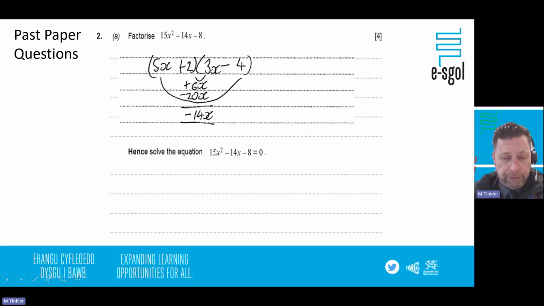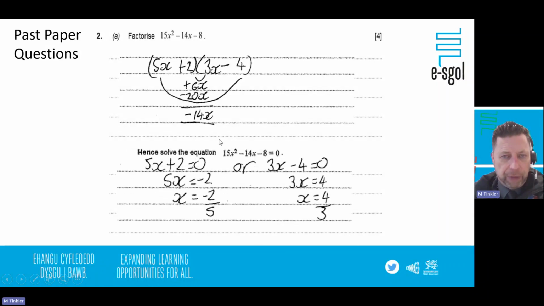Hence solve. Now there's lots of shortcuts here. I'm not a big fan of shortcuts, but some people might tell you just to do the opposite signs. Basically the opposite of plus 2 is minus 2 and the opposite of times by 5 is divide by 5. That's where I got the answer from. But I'd rather show you where they come from.